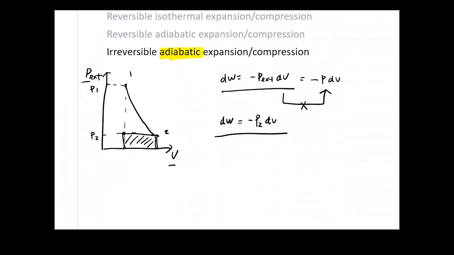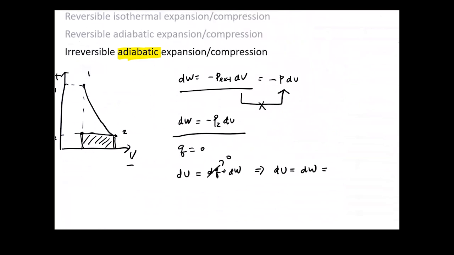Adiabatic, so you know your Q is going to equal 0. dU equals dQ plus dW, and dQ is 0. So again, you can still calculate your dU equals your dW. Of course, again, you can calculate this through Cv dT. And then you do the same thing for your dH, which is Cp dT. But here you can see that the information you need is still dT, right? So you still need to calculate what the dT is.